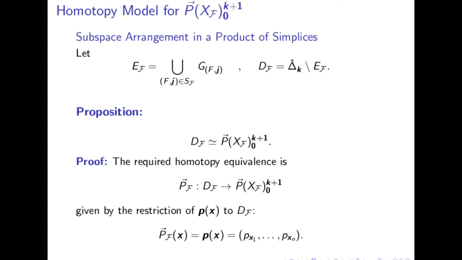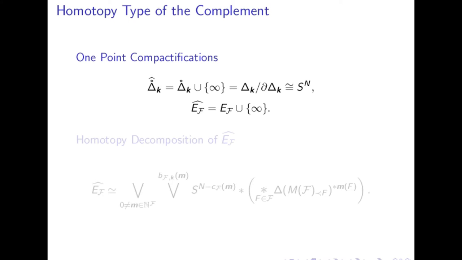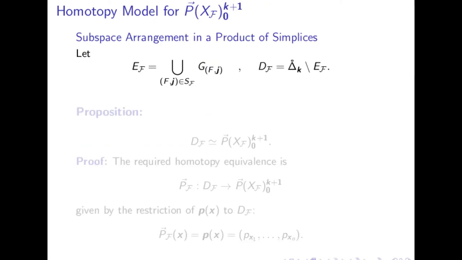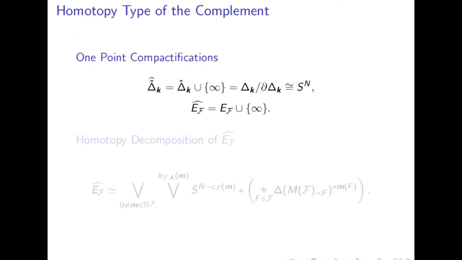And then the next stage is how to really understand this D_F. So rather than talking about the complement, it will be more convenient to talk about the constraints. So E_F will be the constraints, as you saw. Sorry, E_F was the forbidden region, and we are interested in D_F, but in order to get some information on D_F, we'll use E_F. So E_F is actually a contractible space, so we have to compactify it.